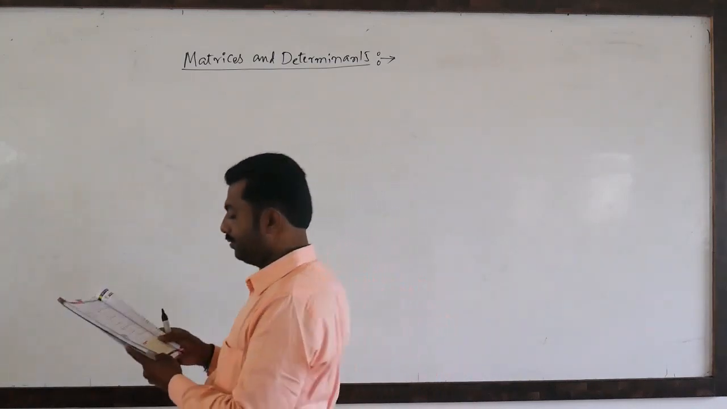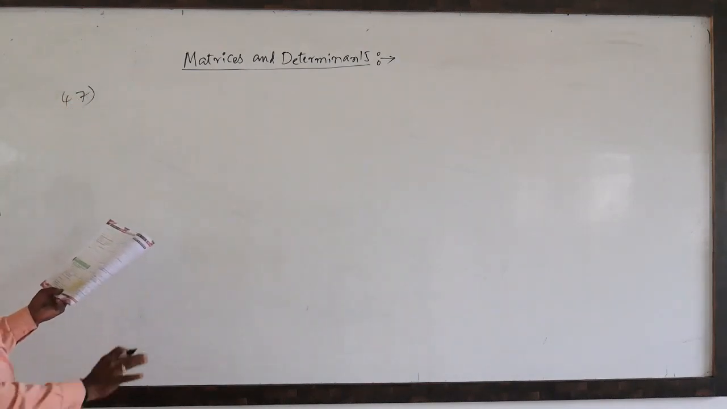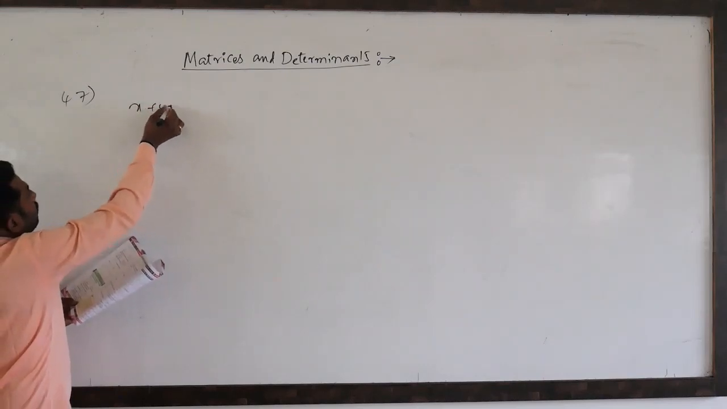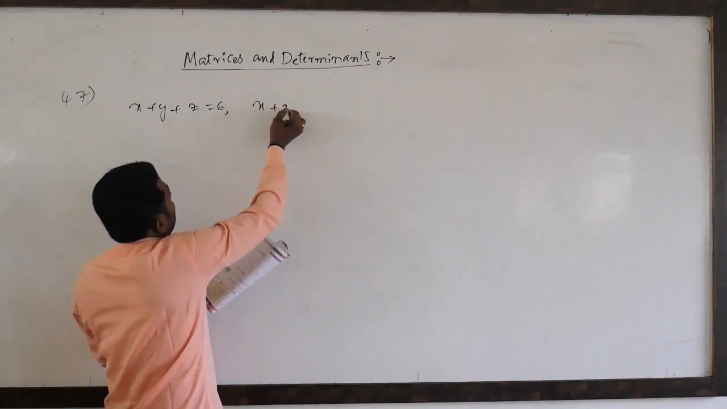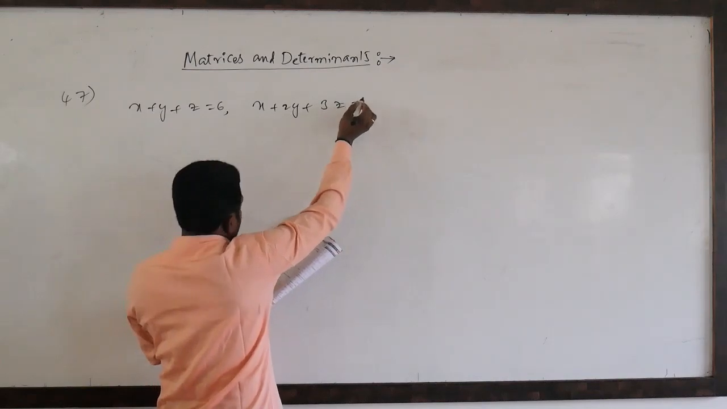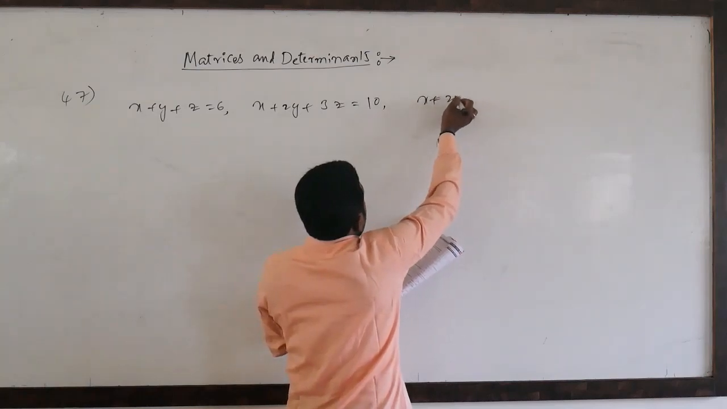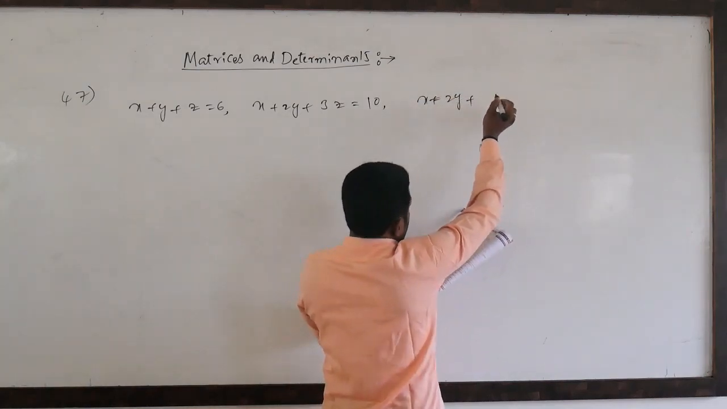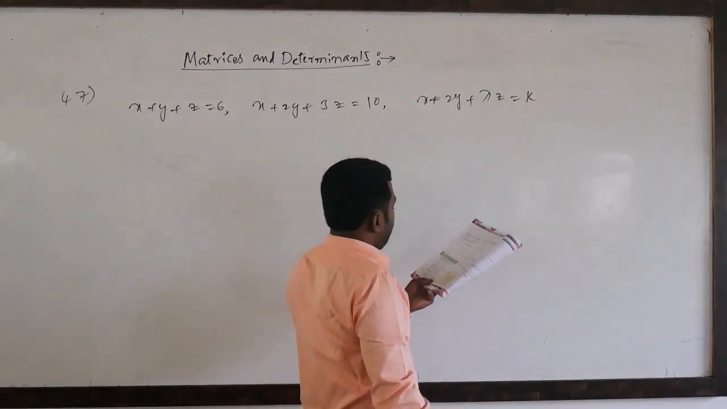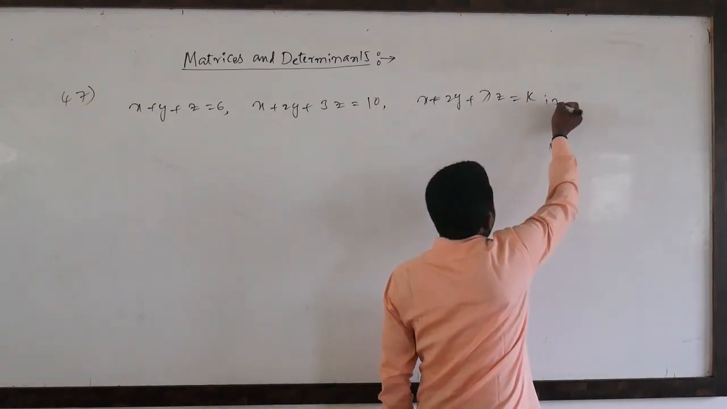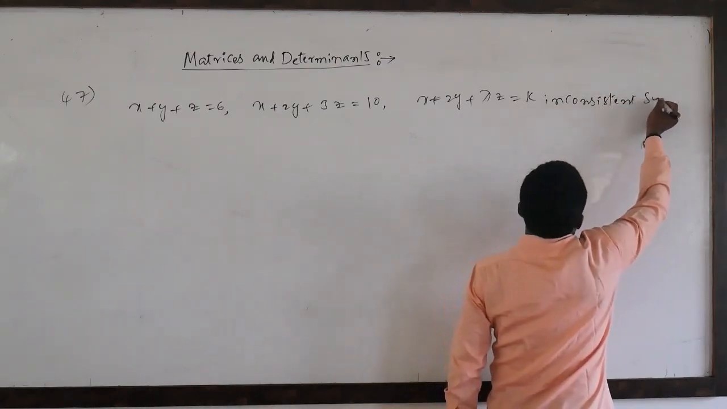Number 47. The system of equations x plus y plus z equal to 6, x plus 2y plus 3z equal to 10, x plus 2y plus lambda z equal to k is an inconsistent system.